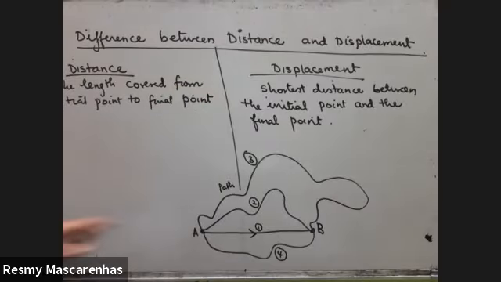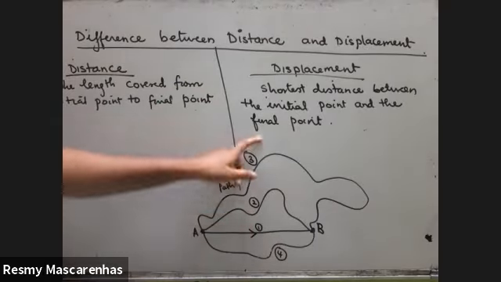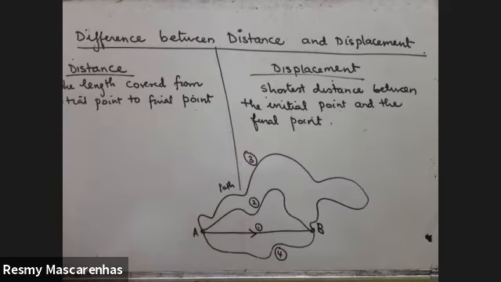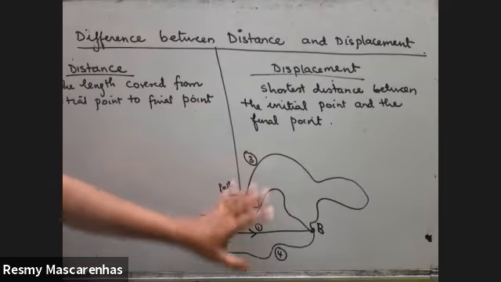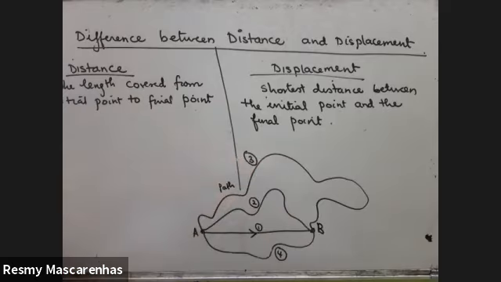So distance would be all this. All 4 are distances. Now, if I want to specifically know what displacement is, then I have to go for the shortest. Otherwise, paths 1, 2, 3, 4 are all distances traveled from A to B. So in a given time, you can.